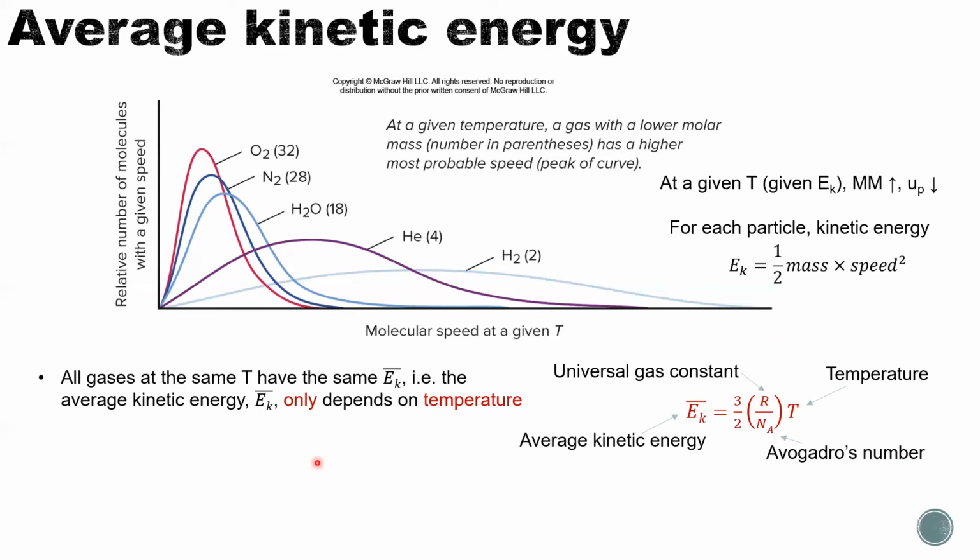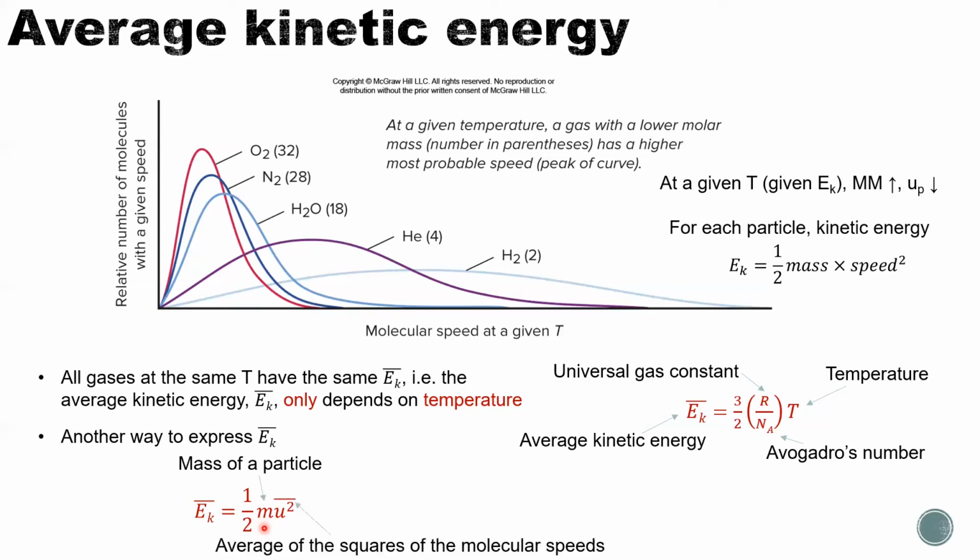And we can use another equation to explain that. Another way to express average kinetic energy is that it equals half times m, the mass of a particle, or the molar mass of a particle, times the average of the squares of molecular speed. So you do the square first and then do the average.